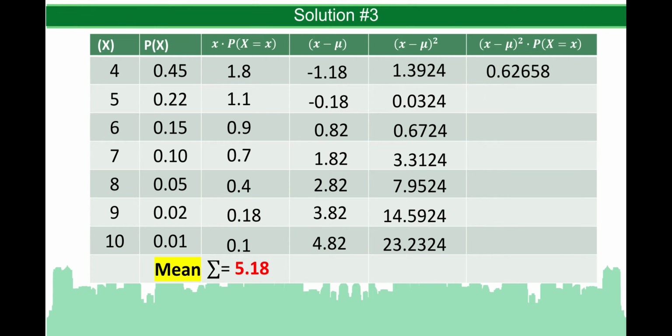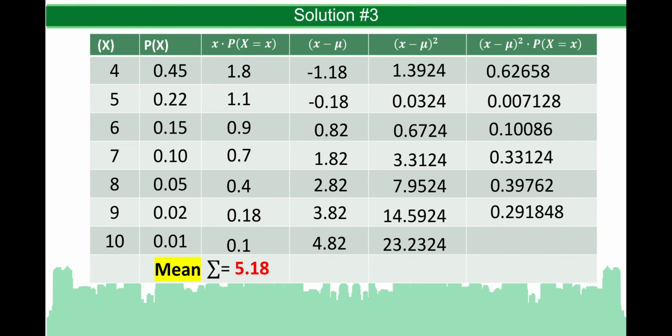0.62658. 0.0324 times 0.22 is equal to 0.007128. 0.6724 times 0.15 is equal to 0.10086. 3.3124 times 0.10 is equal to 0.33124. 7.9524 times 0.05 is equal to 0.39762. 14.5924 times 0.02 is equal to 0.291848. And 23.2324 times 0.01 is equal to 0.232324.